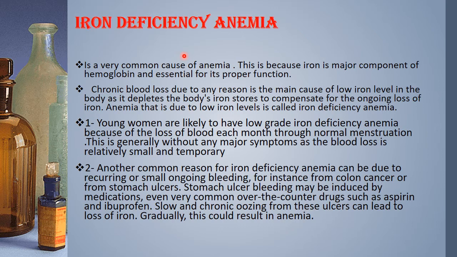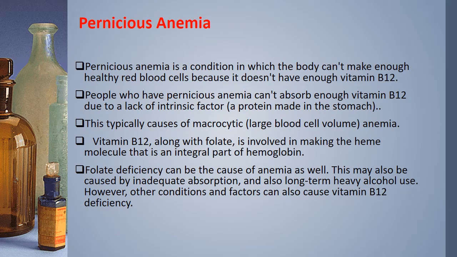So, generally speaking, iron deficiency anemia may represent a serious condition, or it may refer simply to the menstrual cycle. Another type of anemia that I need to study is what we call pernicious anemia. Here, in this condition, the body cannot make enough healthy red blood cells because there will not be enough vitamin B12. Patients who suffer from pernicious anemia do not have enough vitamin B12 due to the lack of the intrinsic factor.